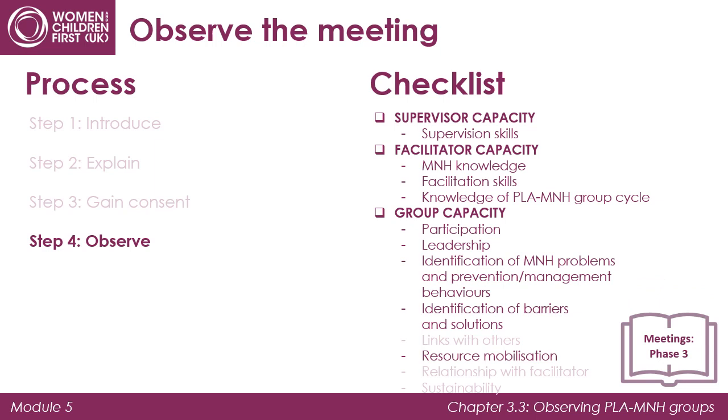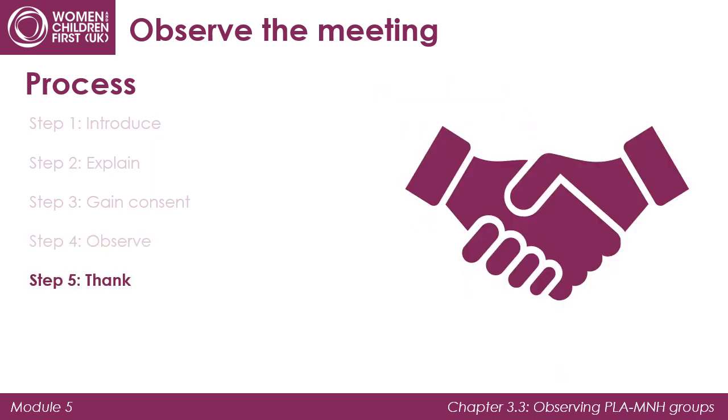Ability to mobilize resources. This is easiest to observe in phase 3 of the cycle. And finally, relationship with the facilitator. Later on in this chapter, we will outline through what means the remaining aspects of group capacity can be assessed, links with others, and sustainability. The final step in the process of observing a meeting is to thank the group once the meeting has ended.